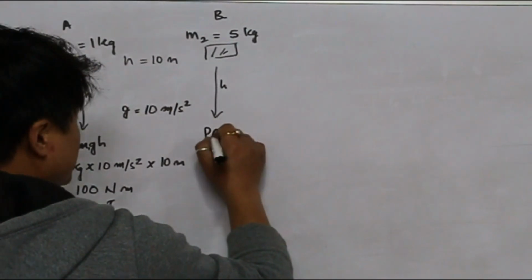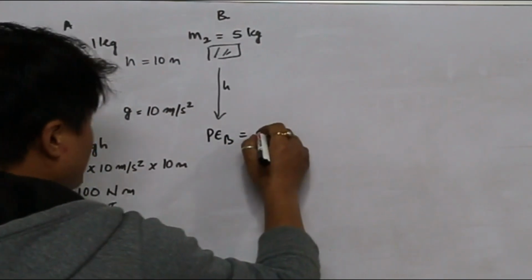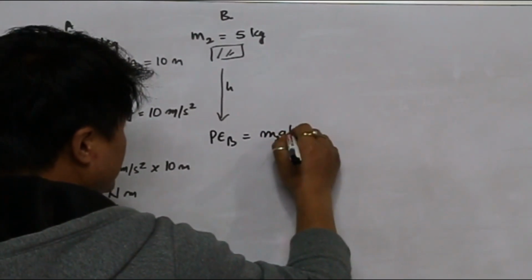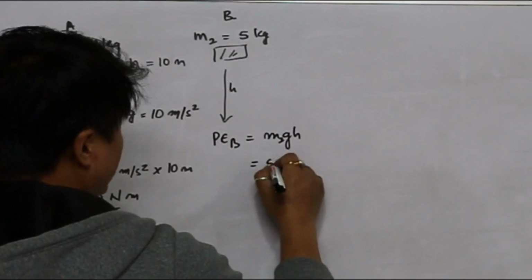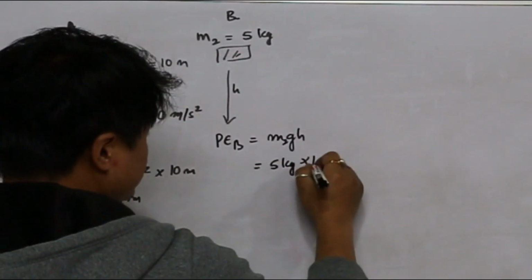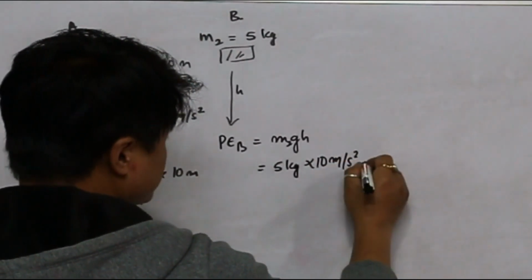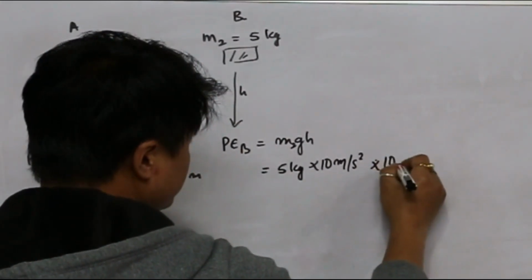Here potential energy of B will be how much? mgh. m2 is 5 kg into 10 meter per second square into 10 meter.